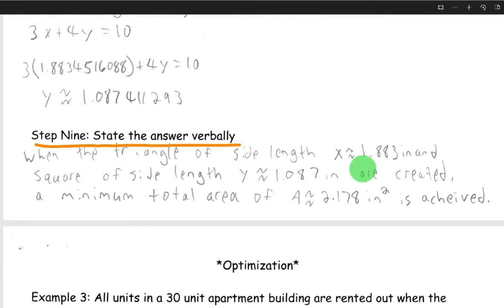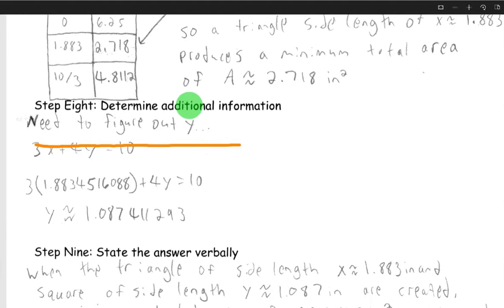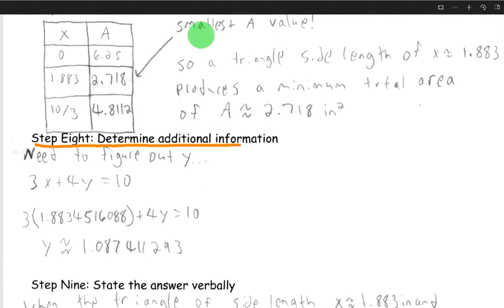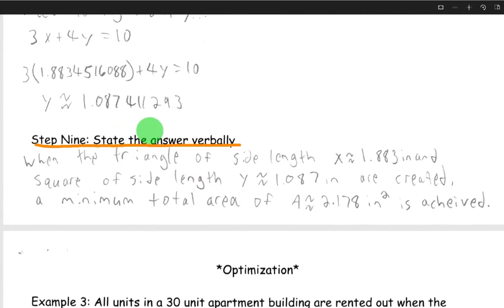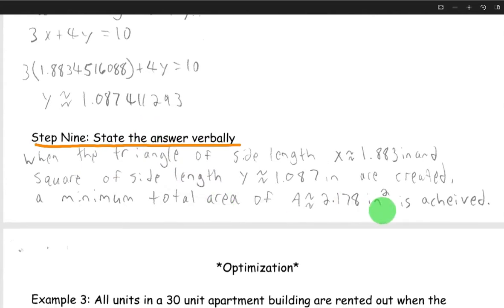When the triangle of side length x equals 1.883, so notice I said that triangle, when the triangle of side length x equals 1.883 inches and square of side length y equals 1.087 inches are created, a minimum total area of, going back to up here, 2.718, which is our smallest area, and the units would be square inches, is achieved. So that's it. This one was easy to answer since we knew the side length of the triangle x, 1.883, and the side length of the square y equals 1.087.